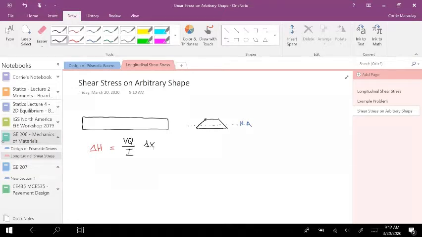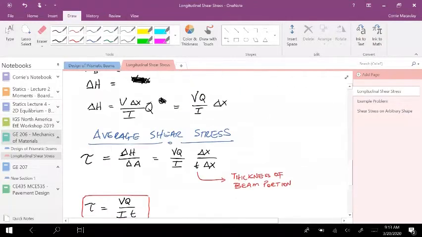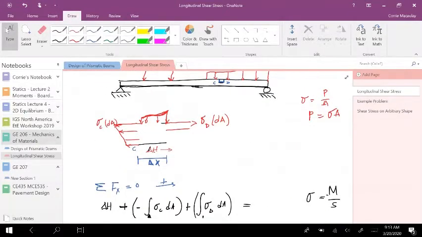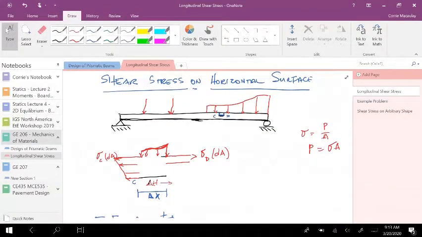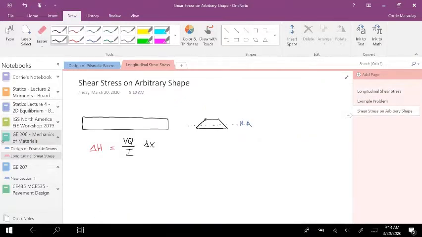And then the shear stress was VQ over IT because we divided this by the area, delta H over the area, which is the thickness times delta X. And then we end up with VQ over IT. But the force itself is VQ over I delta X. And just for you guys, go back. Delta X is just the distance going from C to D, so that's your delta X for just a small part of that beam.